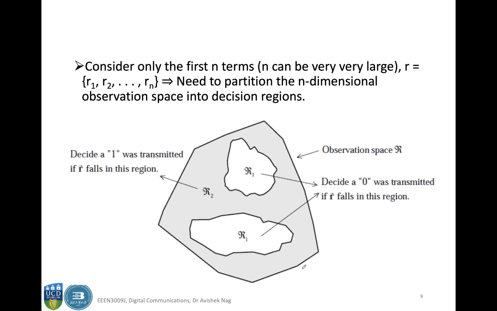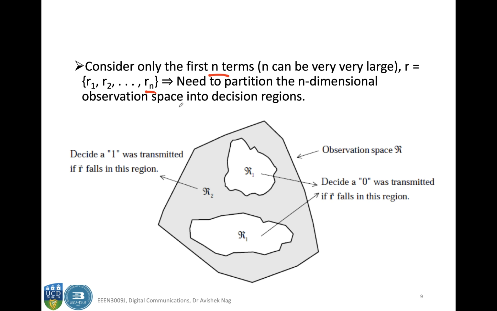So let's look into this problem from the signal space perspective. Consider that you are interested only in the first n terms of the received signal, r1, r2 up to rn. Ideally this should run to infinity, but we are only observing the first n terms. In that case you need to partition the n-dimensional observation space into decision regions.